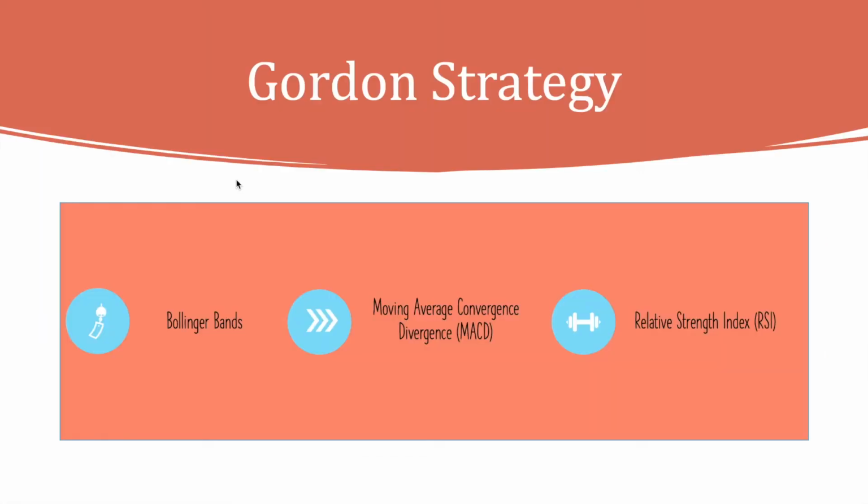The Gordon strategy is composed of three main indicators: the Bollinger Bands, the moving average convergence divergence, or the MACD, and the relative strength index, or RSI. Using these indicators, the Gordon strategy expert advisor is able to analyze the market, and these indicators will basically send signals to the expert advisor when to sell or buy based on the conditions that have been set for each indicator. I'll go into more depth on the next slide.